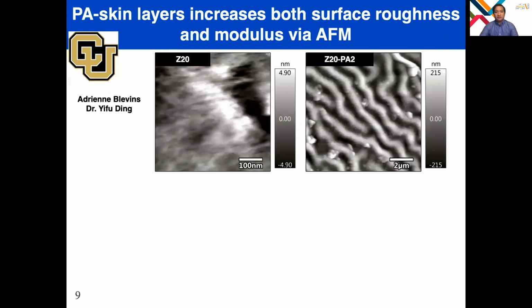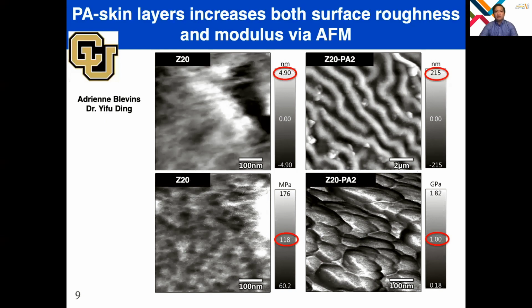The surface roughness and nanomechanical property was investigated via AFM by our collaborator at Boulder, Dr. Ding and Adrian. The formation of the polyamide skin increases the surface roughness from 4.9 to 215 nanometer. I would like to note that a larger skin size was chosen for the Z20PA2 membrane to illustrate a long-range surface wrinkle. This is consistent with our finding from SEM earlier.